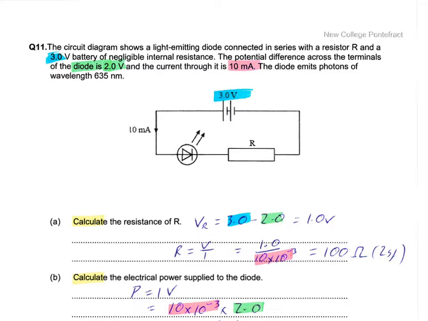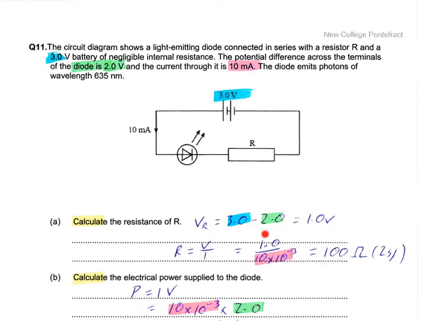So my first instinct is to think in terms of V equals IR, and we know I, that's great. What we don't know straight away is the PD across that resistor. But we can work it out because we know we've got 3 volts from the cell, so the total PD has to be 3 volts. We're told that the PD across the diode is 2, which leaves 1 volt for the resistor.